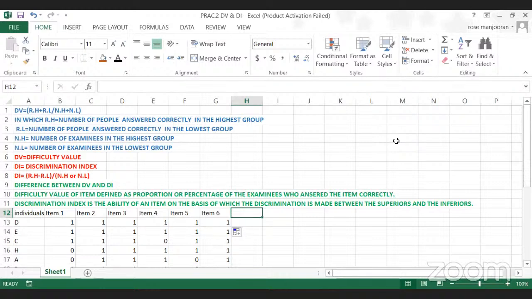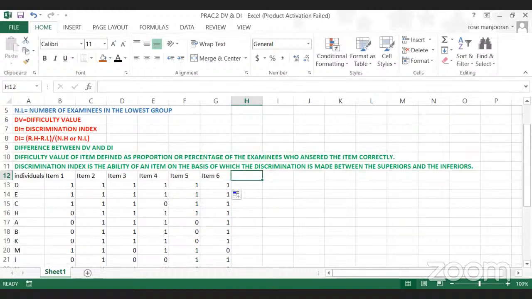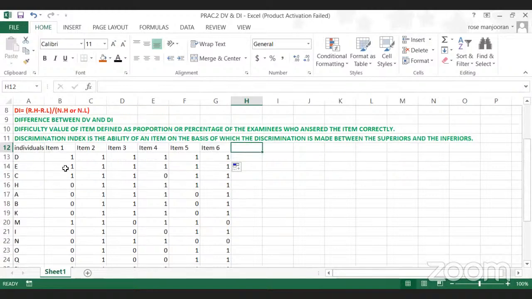Okay, then we will move on to the calculation, so it will be understood. So you have 6 items here, as you can see, and you can see the individuals, item 1, item 2, item 3, item 4, 5, and 6. Now, in order to calculate, first we are going to calculate DV, the difficulty value, then we are going to calculate the discrimination. One thing I would like to add: 1 indicates the right answers and 0 indicates wrong answers.